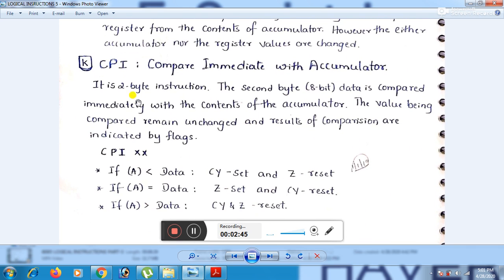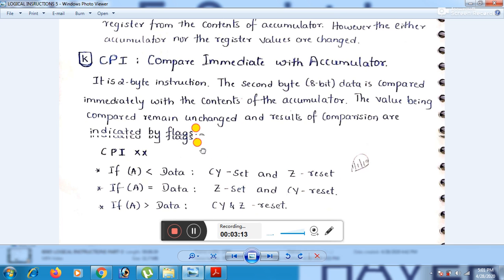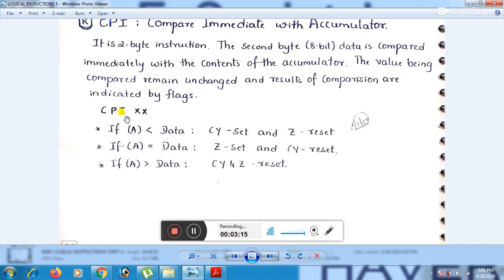Then comes the CPI, that is compare immediate with accumulator. As I have said, it is a 2 byte instruction. The first byte is the opcode, the second byte is 8-bit data which has to be compared immediately with the contents of accumulator, and the value being compared will remain unchanged. The contents of accumulator will remain the same, but the result of comparison will be indicated in flags. So this is how the CPI XX syntax works.